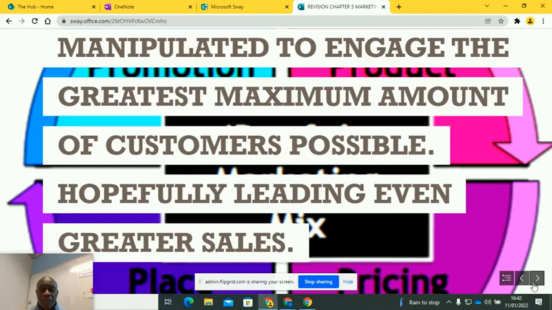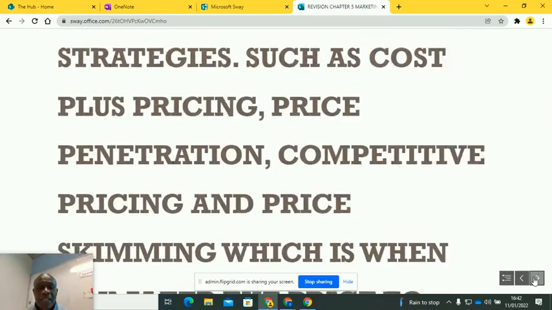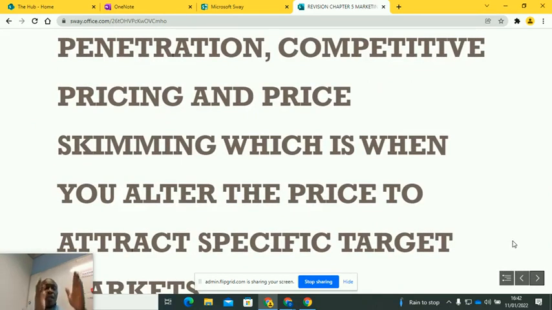Really, really important. For example, in regards to pricing, you can use a variety of pricing strategies, such as cost plus pricing. All of you should know what cost plus pricing is. In other words, you have a cost, it costs you £10, and then you add what you want to earn on top of the £10. So let's say it costs £10 and you want to make sure you earn 20%. So therefore you sell it for £12 to ensure that you earn 20% profit. Cost plus. The plus is obviously what you want to earn in addition to the cost of your product. You've covered your cost. What do you want to earn in addition?